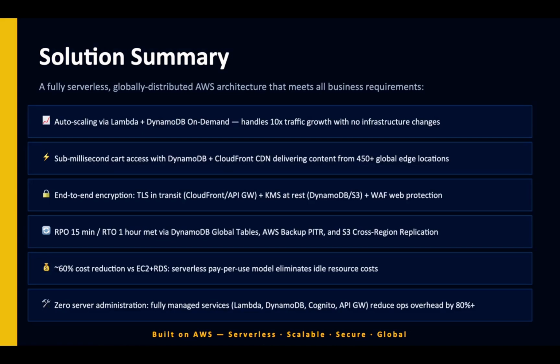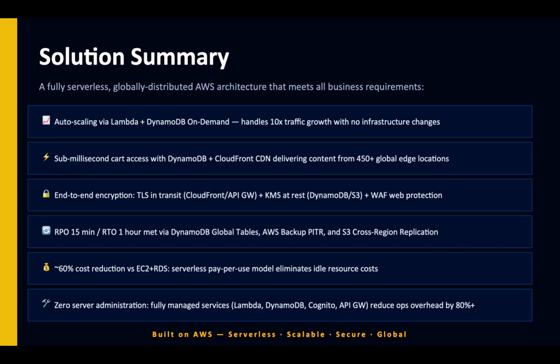To wrap up, let me quickly summarize how this architecture addresses every requirement. Scalability: Lambda and DynamoDB on demand both scale automatically. The architecture can handle 10 times current traffic without any changes. Low latency: DynamoDB gives sub-millisecond database access, and CloudFront delivers content from 450 plus edge locations worldwide, addressing the international performance issue directly. For security, TLS encrypts everything in transit, KMS encrypts everything at rest. WAF protects the perimeter, Cognito secures authentication, all boxes ticked.